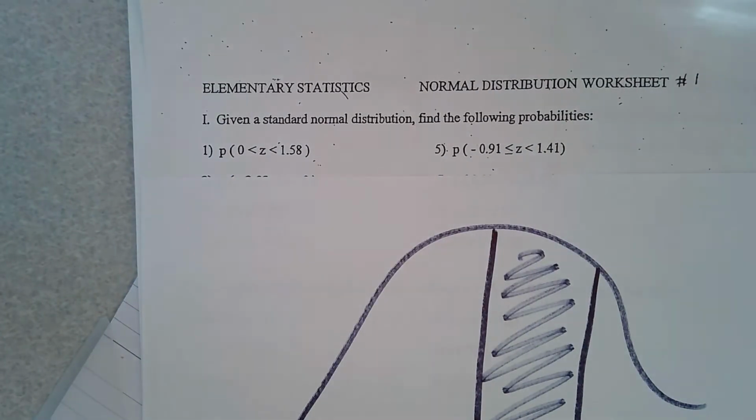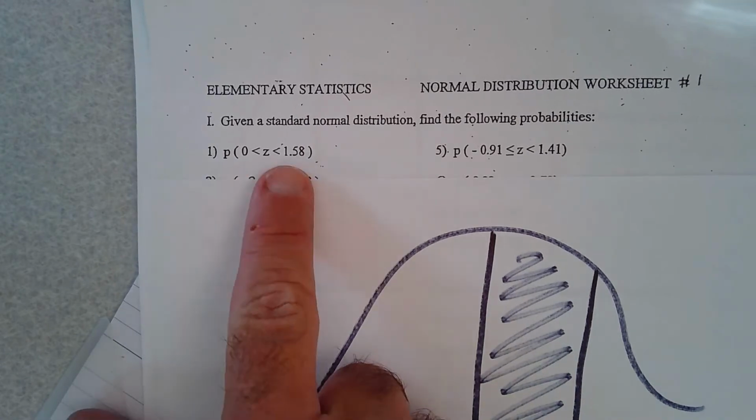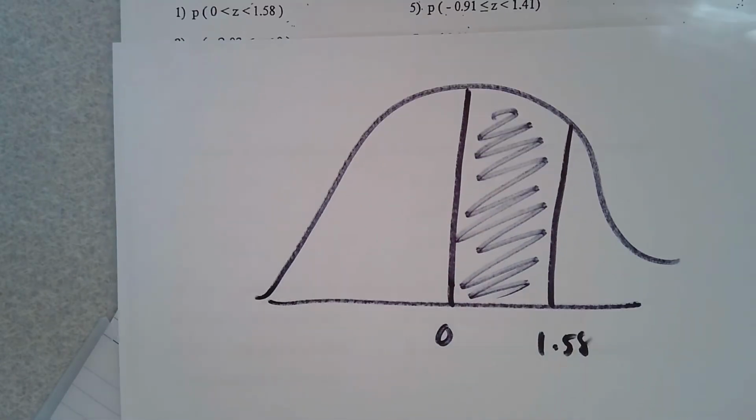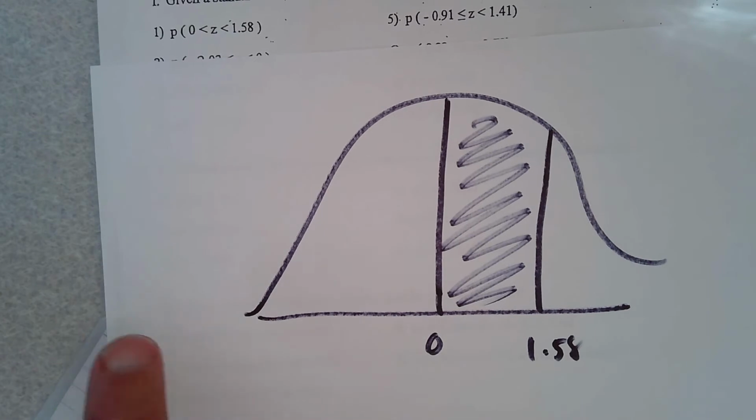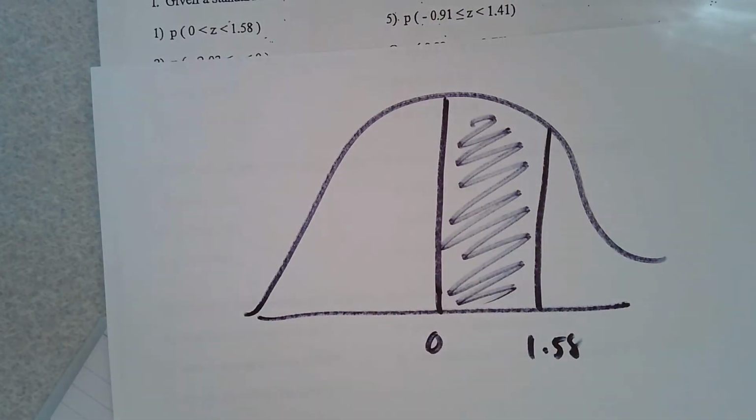Right. So in the first problem, it's saying what is the probability that we could have a z-score between 0 and 1.58. If I was going to draw a picture of this, in my normal curve, I know 0 is always the center, and then a z-score of 1.58. I know half the curve is always 50%, so I know my probability is going to be less than 50%.